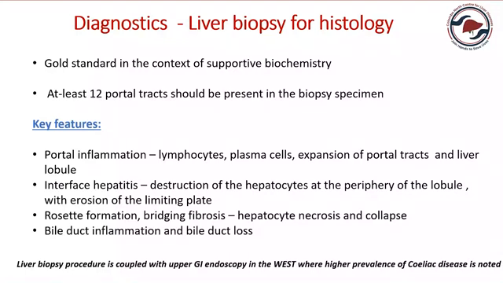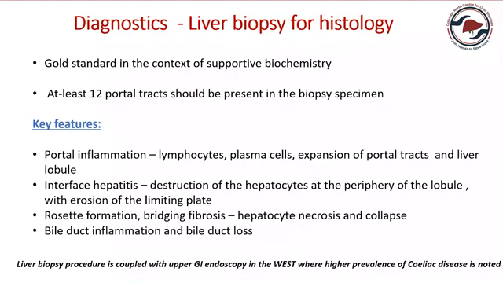What are the key features the histopathologist would look at? Presence of portal inflammation, consisting mainly of lymphocytes and plasma cells, expansion of portal tracts, and the liver lobule. The liver lobule will be expanded as well. Interface hepatitis, the key feature: destruction of the hepatocytes at the periphery of the lobule with erosion of the limiting plate. Rosette formation and bridging fibrosis, and sometimes if it is an acute presentation, you might see hepatocyte necrosis and collapse. If you have overlap syndrome or sclerosing cholangitis, you will have bile duct inflammation, and in severe disease, you might see bile duct loss.